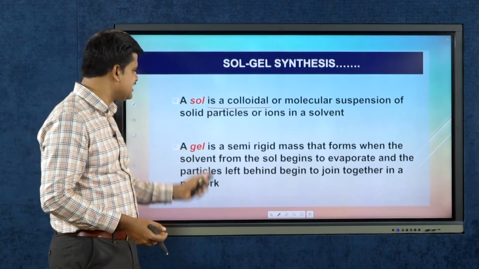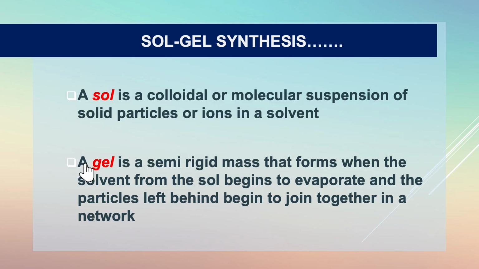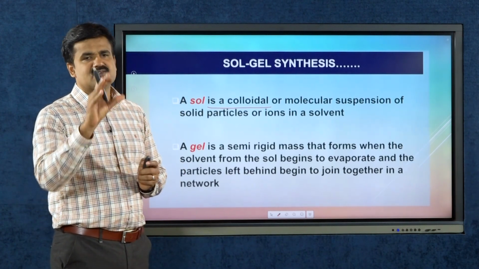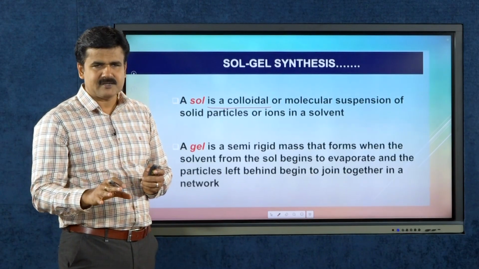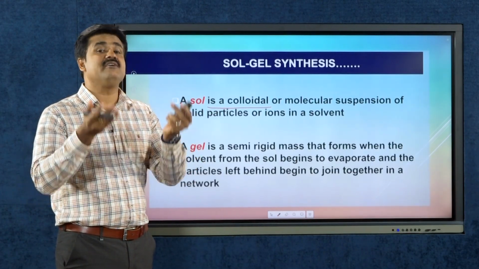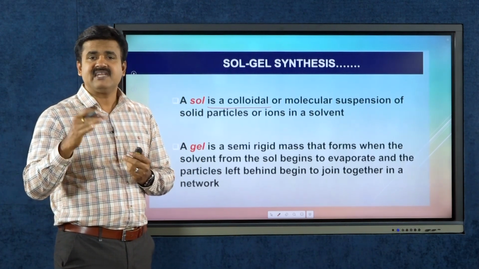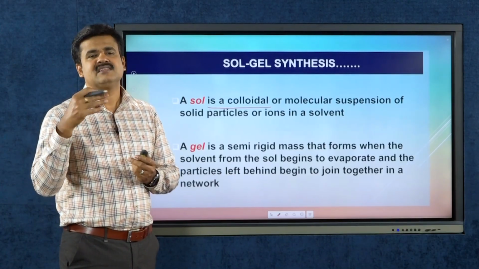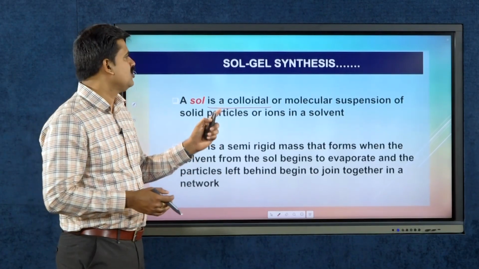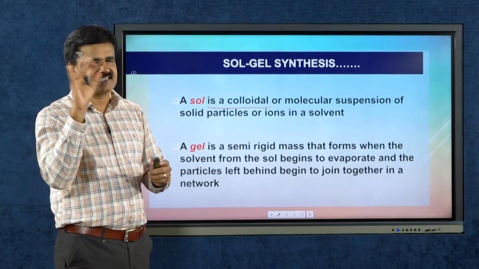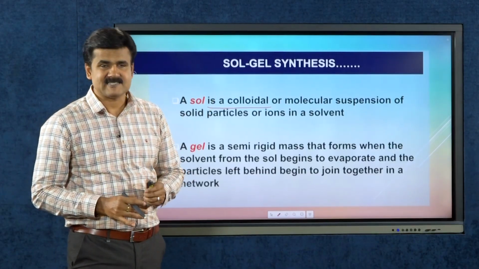And the second one is gel. A gel is a semi-rigid mass that forms when solvent from the sol begins to evaporate and the particles left behind join together in a network. So, first you have a sol or a colloidal solution, then the solvent will undergo gradual evaporation, then the particles are converted to the gel form, and the gel form generates the nanoparticles ultimately. So, here there is a sol, here there is a gel. Since these two parts are there, the entire synthesis is termed sol-gel synthesis.